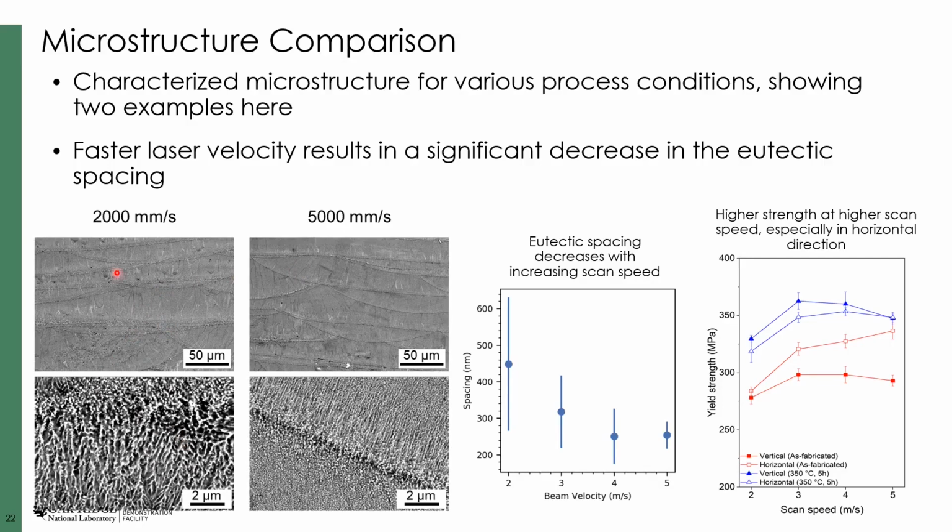You can see that if we go from 2000 millimeters per second laser velocity to a different set of processing conditions with 5000 millimeters per second laser velocity, we get a pretty significant refinement in our eutectic structure. We're able to quantify that by characterizing the microstructure for different sets of processing conditions. And then we can also look at the mechanical properties, and I want to draw your attention to the open squares here, which show that our yield strength is increasing as a function of scan speed in the horizontal direction.